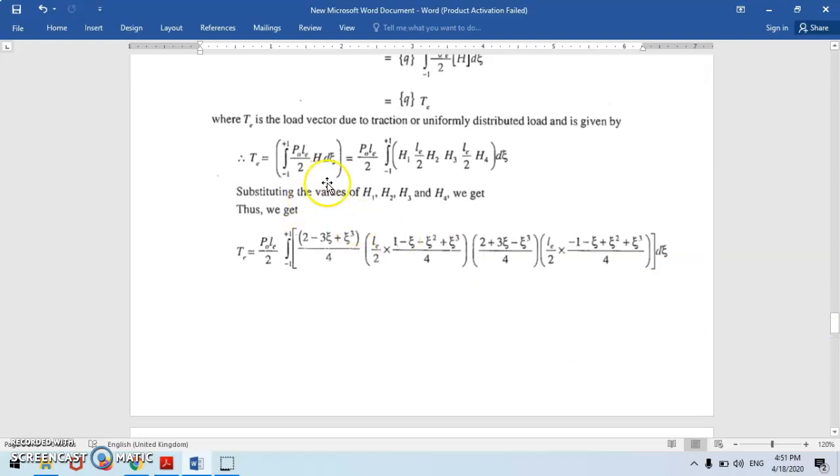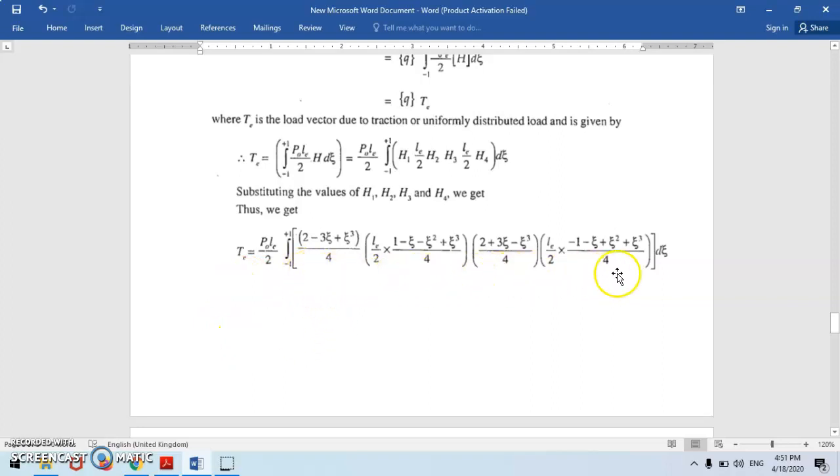Now the next step is the same process, where we substitute the values of H, that is, the shape functions. The shape function H is h1, Le by 2 h2, h3, Le by 2 h4. P naught Le by 2 is a constant, so we take it outside and integrate the shape function terms with respect to d zeta. So now we substitute the values of h1, h2, h3 and h4, which are already known. What is h1 is written here; h2 is this, h3 is this, h4 is this. P naught Le by 2 we have taken outside.